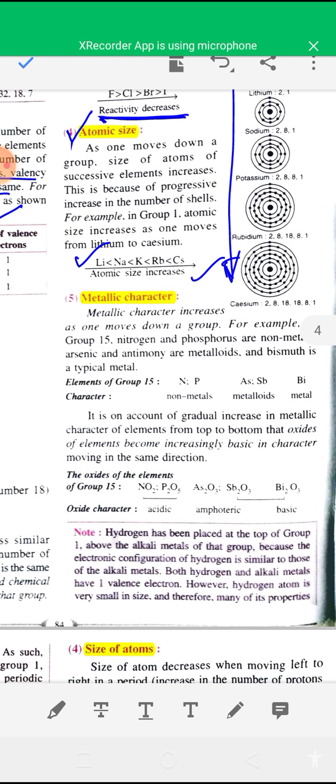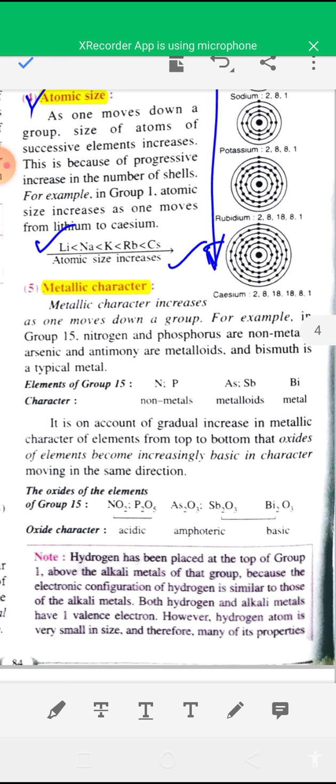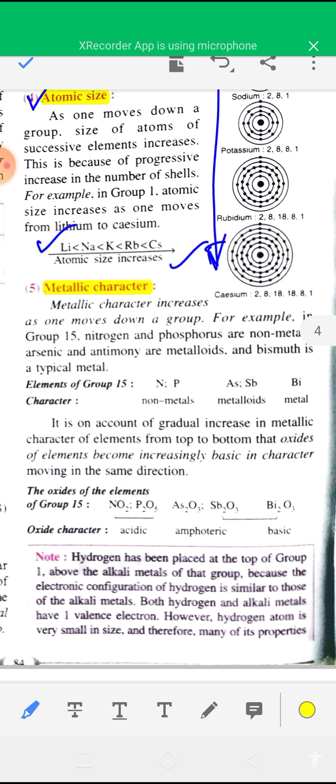Metallic character: down the group, metallic character increases. Metallic character generally increases as we move down a group. So metallic character of group 1 elements increases from lithium to cesium. Similarly, in group 17, metallic character increases from fluorine to iodine. Down the group, metallic character increases.